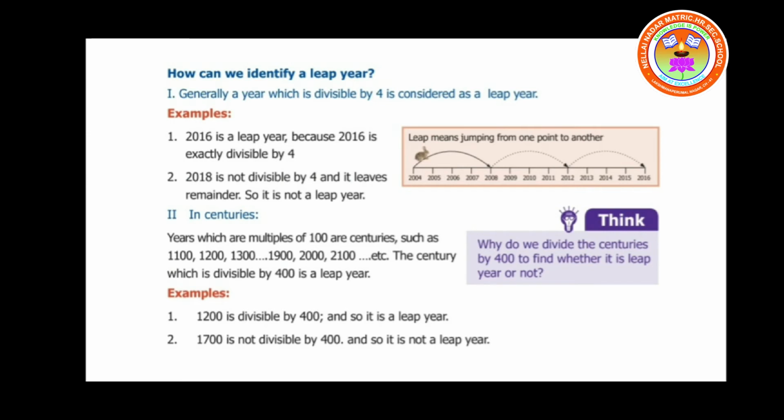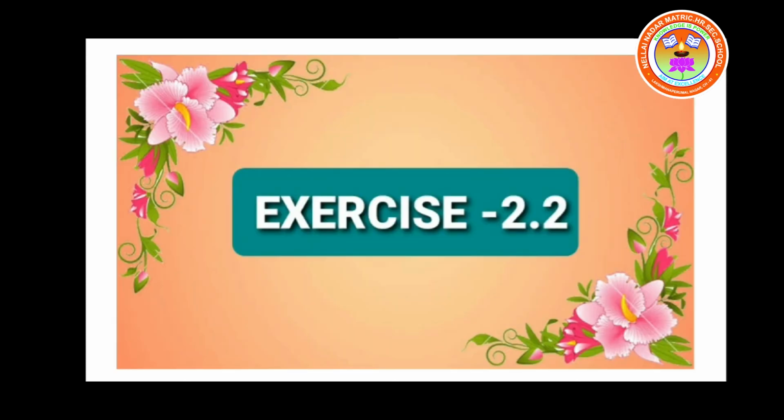Okay. Now next, they are given about the centuries. 1100, that is, multiples of hundreds are called a century. The century which is divisible by 400 is called a leap year. Example, 1200 is divisible by 400 and so it is a leap year. 1700 is not divisible by 400 and so it is not a leap year. Okay. Now next we will move on to the exercise 2.2. Okay.